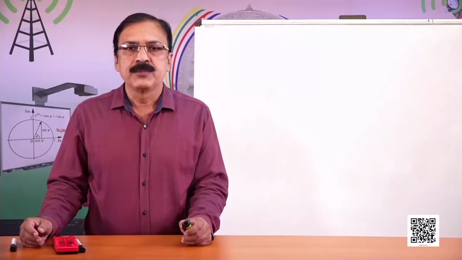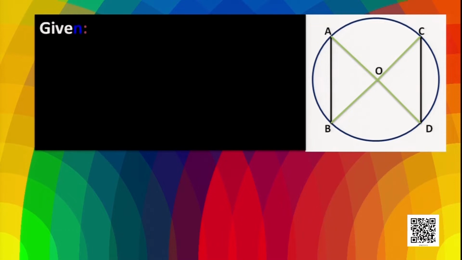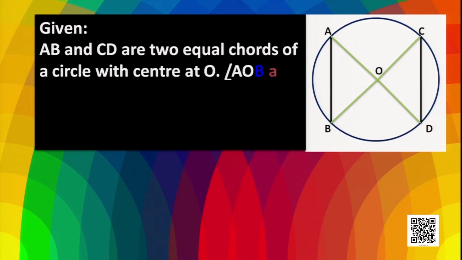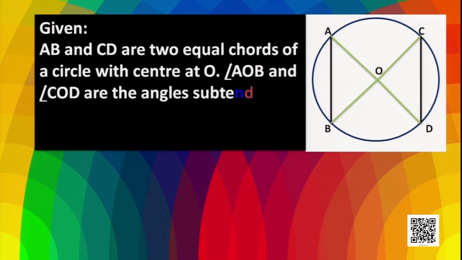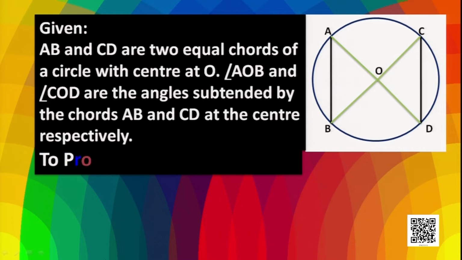So in this statement, what is given? In this figure, we have given two equal chords, that is AB and CD, and the center of the circle is O. AOB is the angle subtended by the chord AB, and angle COD is the angle subtended by the chord CD. Now, what to prove? We have to prove that the angle AOB is equal to angle COD.